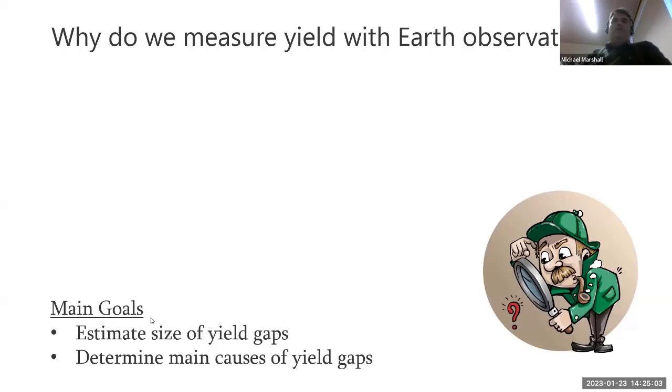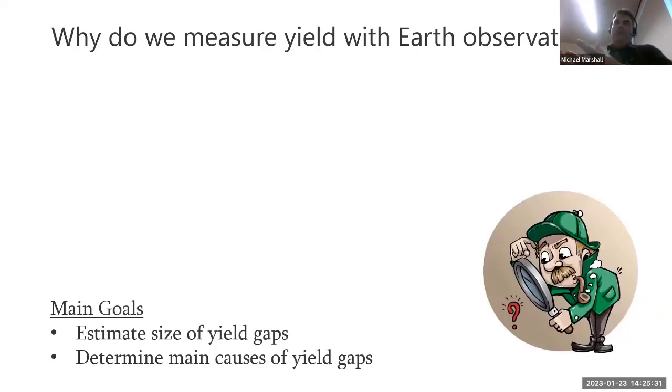So the main goals of using Earth observation to estimate crop yield are to estimate the size of what we call yield gaps. This is the difference, and we get into this in the next slide, between the potential yield, what we could get if the environment was working in our favor, and the genetics, the management, everything was perfect, the maximum yield we can obtain, versus the actual yield.